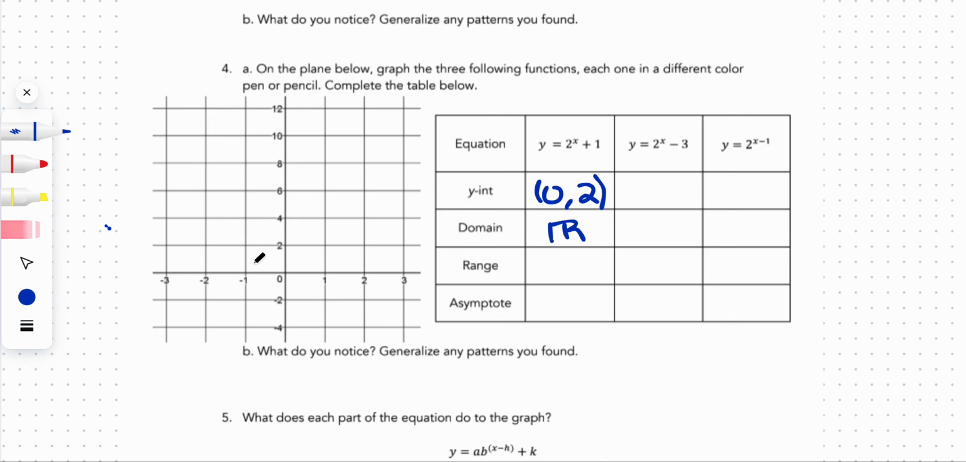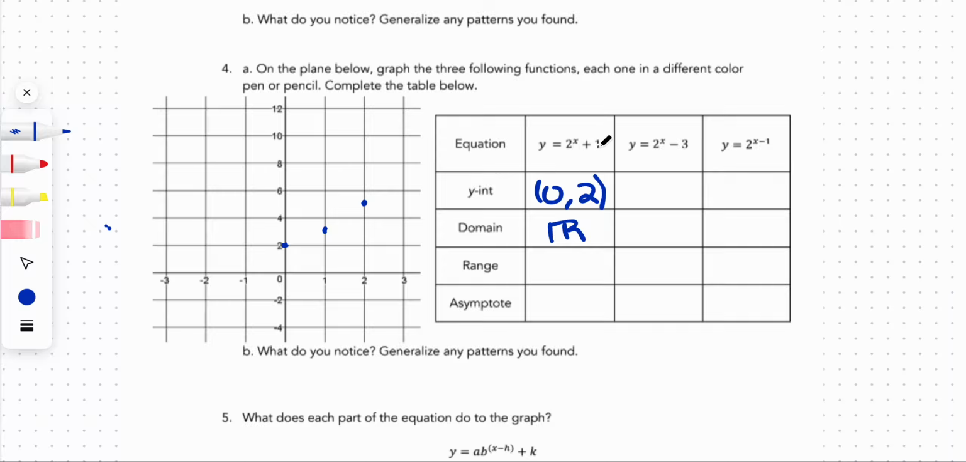Range, let's start plotting this and then we'll get our range. So we said our y-intercept is 0, 2. Let's plug in 1 for x. 2 to the first power is 2. 2 plus 1 is 3. So we graph that right here. When x equals 2, we have 2 to the second power, 2 squared, 4. 4 plus 1 is 5. Let's do 3 just for good measure.